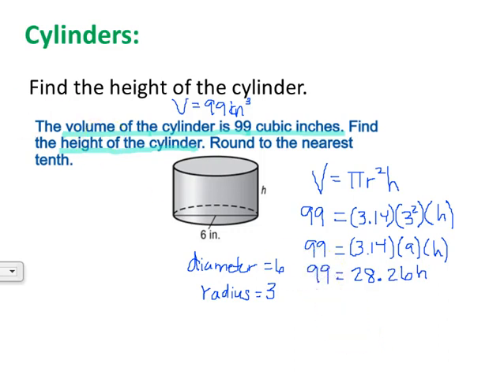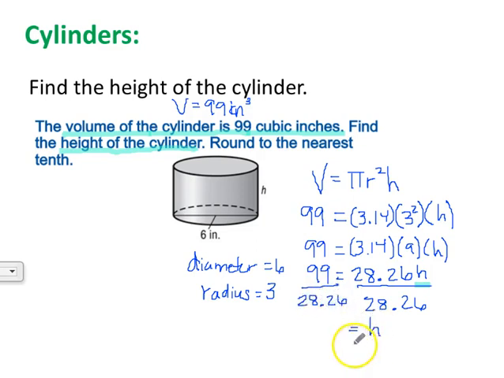So remember, our whole goal here is we're trying to solve for h. We're trying to get h all alone. So we ask ourselves, what is being done to h? H is being multiplied by 28.26. So to get h all alone, we have to do the opposite of what's being done to h. The opposite of multiplying is dividing. So we're going to divide each side by 28.26. Whatever I do to one side, I always have to do to the other side.